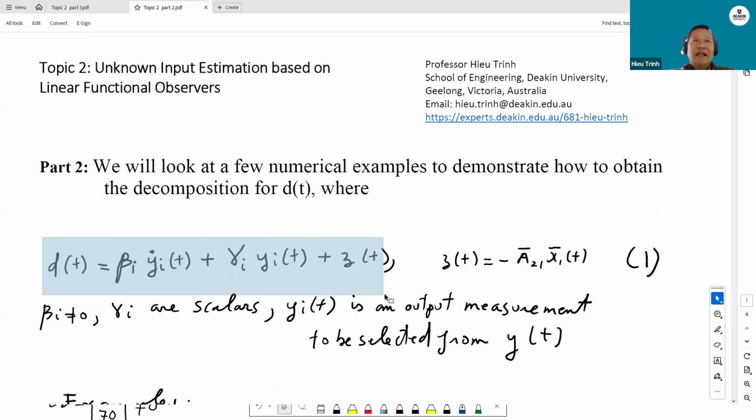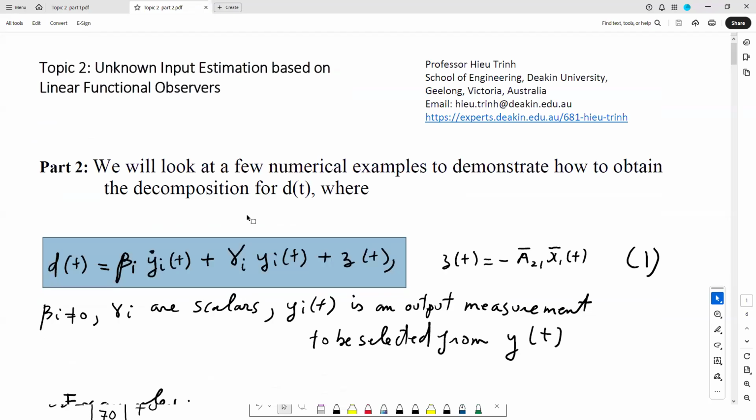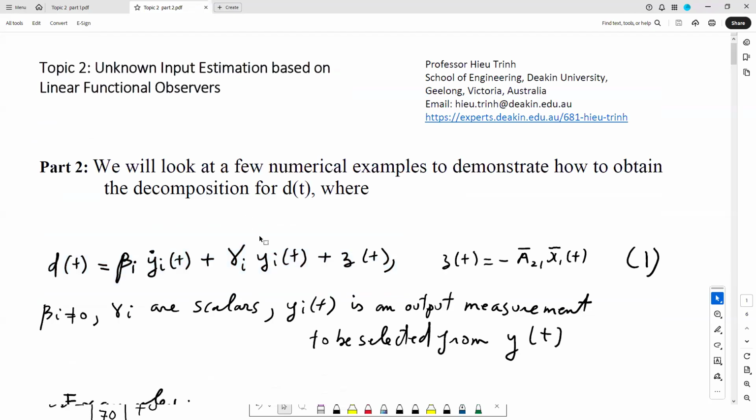So when we look at this decomposition, we can see that it is in the seamless form, where it involves only one output measurement. It involves the first derivative of one output measurement, and it contains a linear function of the state vector x bar 1 of t, which is a reduced order disturbance-free system.